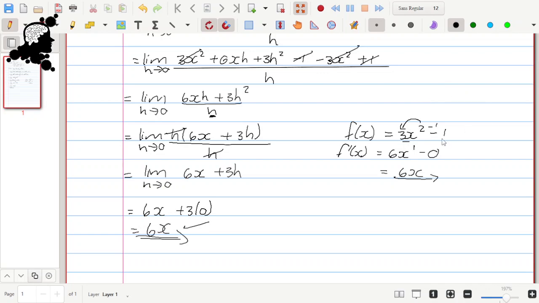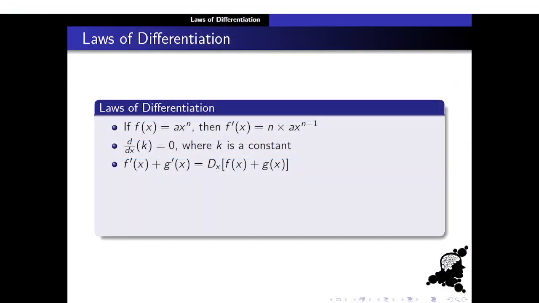This is what we call the power rule. So, f prime of x, we're saying, is equal to n times ax to the power n minus 1. This is what we call the power rule. And it's basically a shortcut for us to use whenever we are finding the derivative. Nevertheless, let's get back to our notes. So we said that the sum of derivatives is the derivative of sums. Then the difference of the derivatives is also equal to the derivative of the differences.